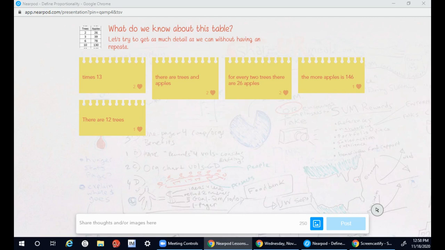Okay, so for time purposes, I'm going to go ahead and start talking about what we see so far. What I see so far is all correct. This is a really low risk task for you guys, just to tell me something that you know. So I read this sticky note right here, there's trees and apples. That is true. If you can tell me that, then that tells me you're reading the table, which is great. Times 13. So I'm curious, for those of you that have not yet responded, is there another way that I could talk about this number 13 in the table?